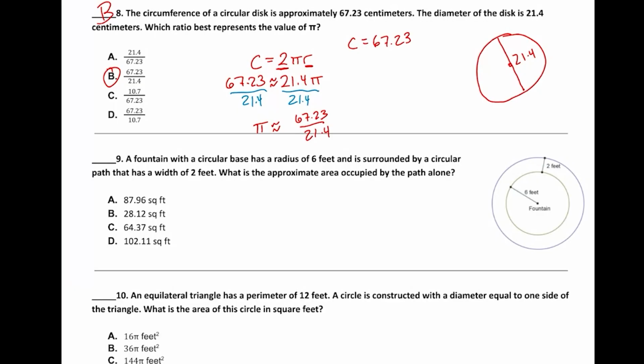Now, you should know approximately what pi is. It's approximately 3.14. So if I divide 67.23 by 21.4, you should get about 3.14. I want to encourage you to test that out and make sure that it does equal approximately 3.14. And if you're confused on a problem like this, just divide all of those answer choices and see which one's closest to 3.14. I think you'll also find that the answer is B.